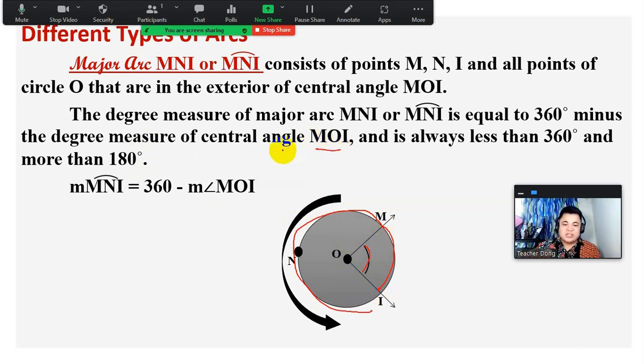To better understand the measurement of a major arc, it is always less than 360 degrees but more than 180 degrees. So it means, guys, it's more than the measurement of half of the circle. Again, it's less than 360 degrees but more than 180 degrees. Okay, that's for major arc.